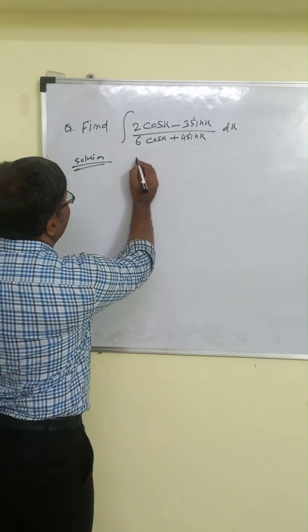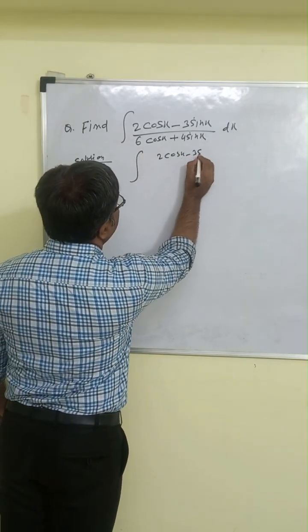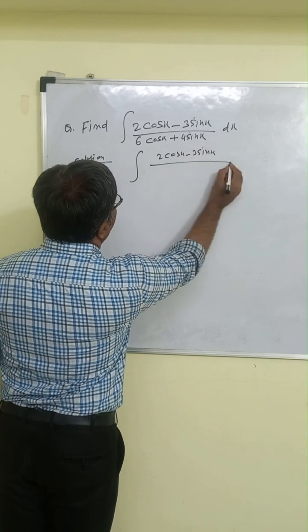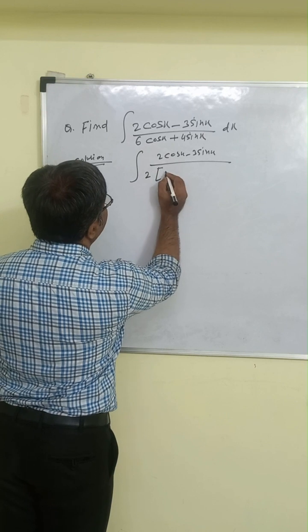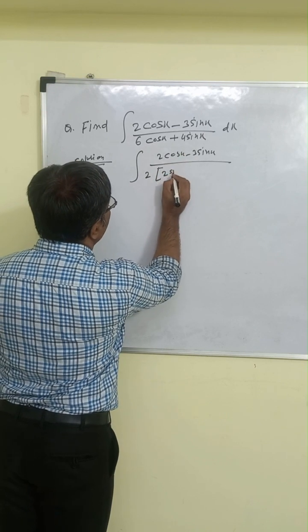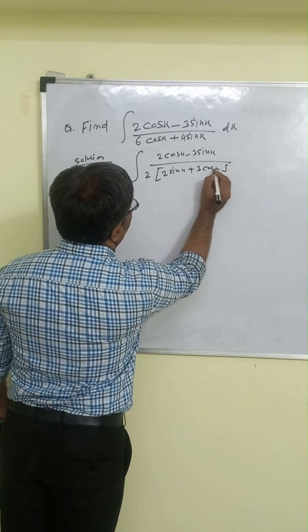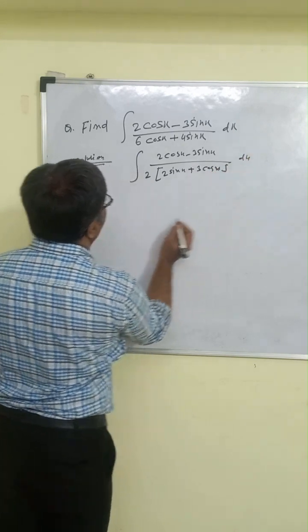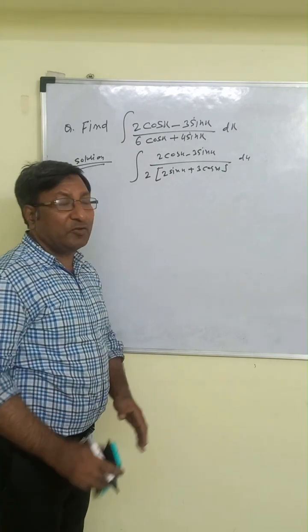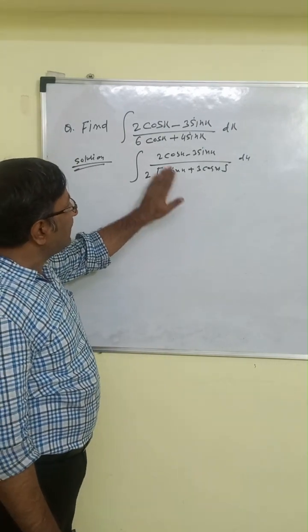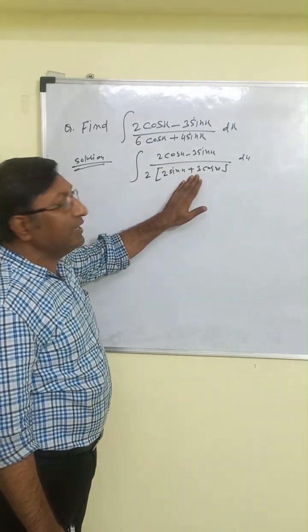So you know well, this is the integration of (2 cos x minus 3 sin x) over the denominator, and we can take common a 2 here. So we can write what? 2 times 2 is 4, so this is 2 sin x, and this is 3 cos x, dx. Now we can put 2 sin x plus 3 cos x equal to t, because the derivative of the denominator is 2 cos x minus 3 sin x.